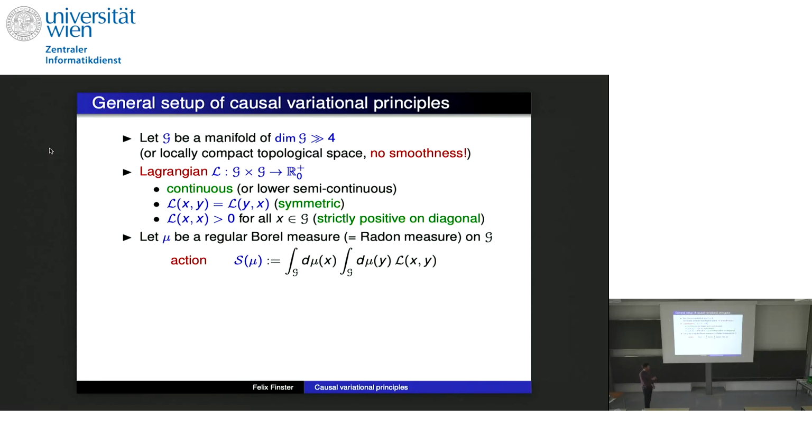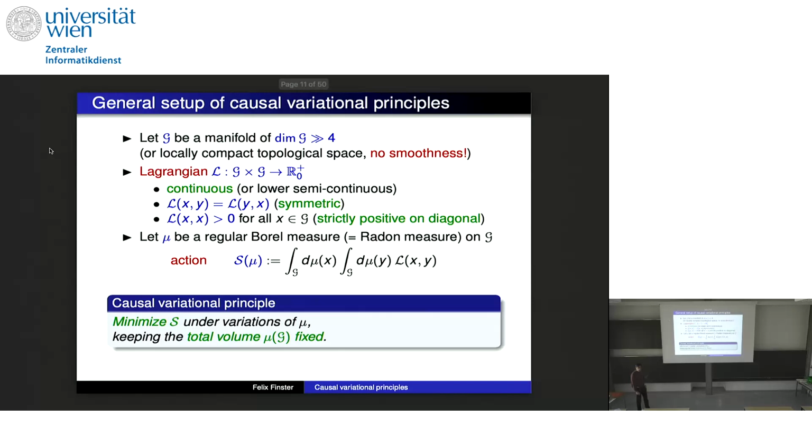At first sight, the setting looks a bit like optimal transport, what we had in earlier talks. You could say, well, this is similar to the cost function, but there's a major difference. I mean, the mu is not a measure on the product, so it's not a measure on G cross G, but it's really a measure on G itself, and this is why we get a double integral here. Okay, so this is the action, and now the causal variational principle is to minimize this action under variations of the measure mu, keeping the total volume fixed.